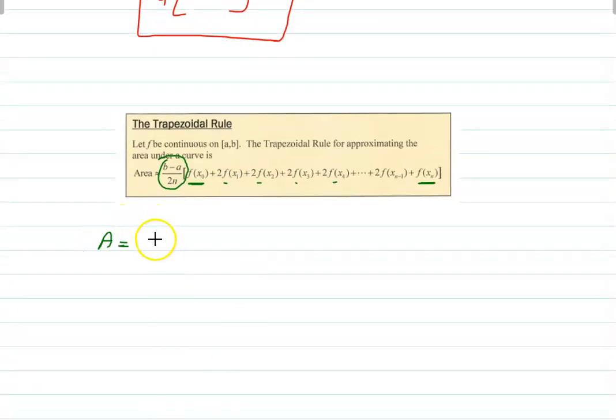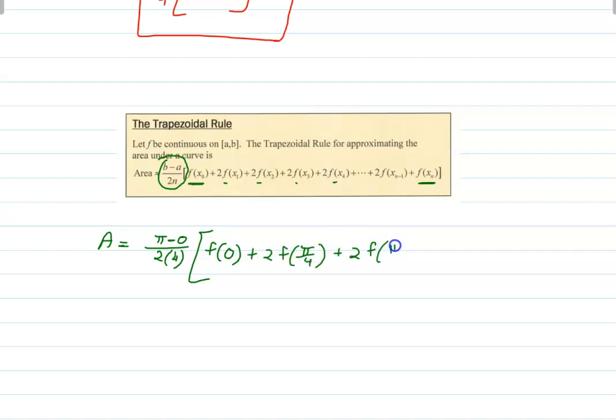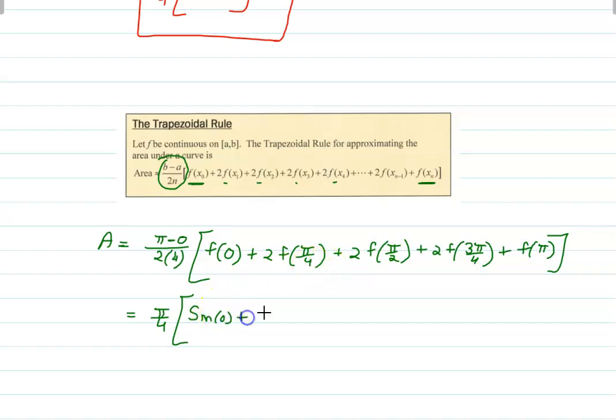So the area is pi minus 0, where b is pi and a is 0, over 2 times the number of subintervals, which is 4, times f of x naught. The very first endpoint was 0. The second endpoint was pi over 4. Next we plug these values into the given function, sine x. So it's sine of 0 plus 2 sine of pi over 4.